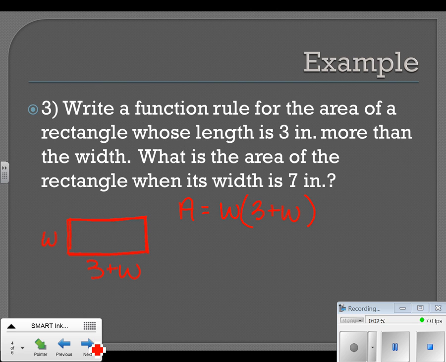And so now if we distribute the W, the area would be 3 times W plus W squared. And so if that width is 7 inches, 3 times 7 plus 7 squared, you're left with 21 plus 49 to give you an area of 70 inches squared.